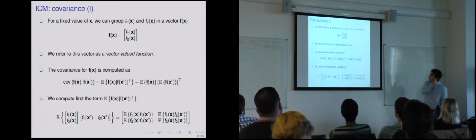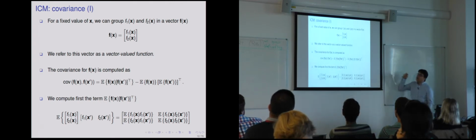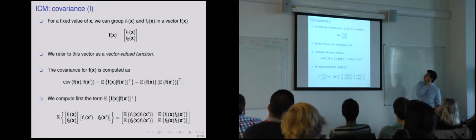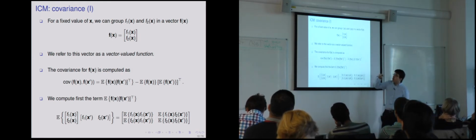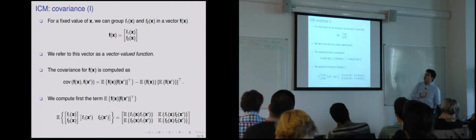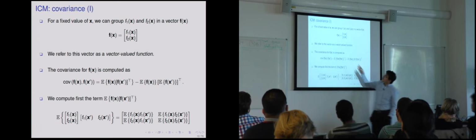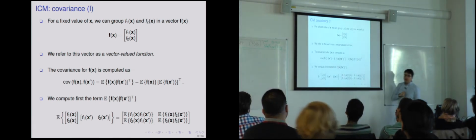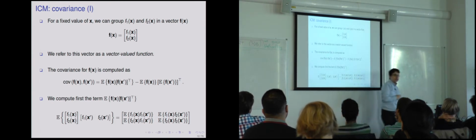Right, so imagine that we fix x, so we can group the two functions in a vector. The vector f(x), we're going to refer to it as a vector-valued function. In fact, it's a random vector-valued function, because the outputs are given by the individual functions, f1 and f2. And what we're going to do is compute the covariance for that vector. So we apply the definition of the covariance between two random vectors in this case.